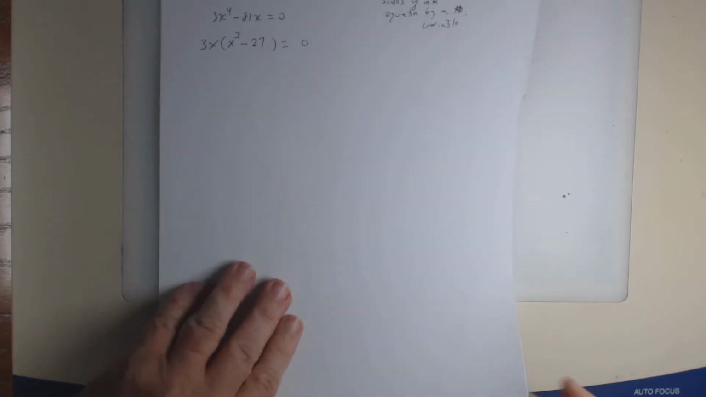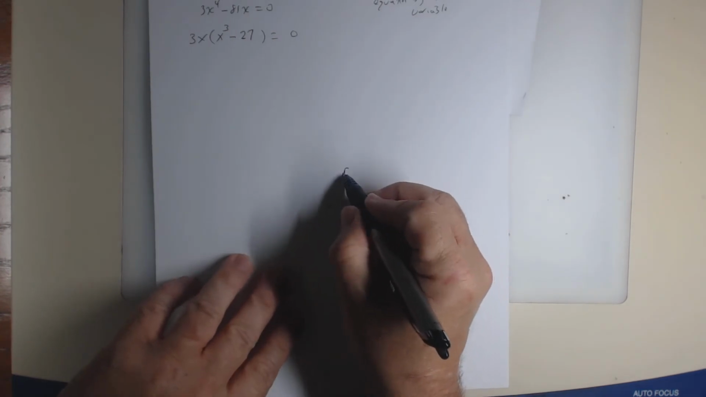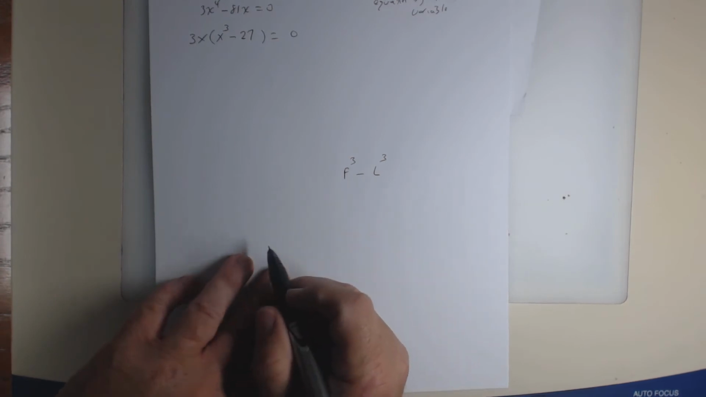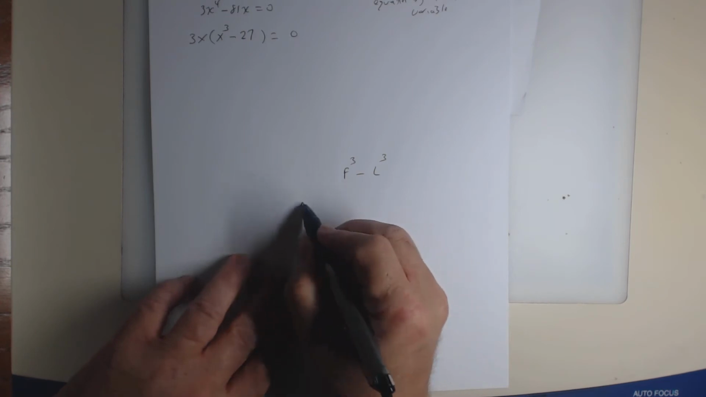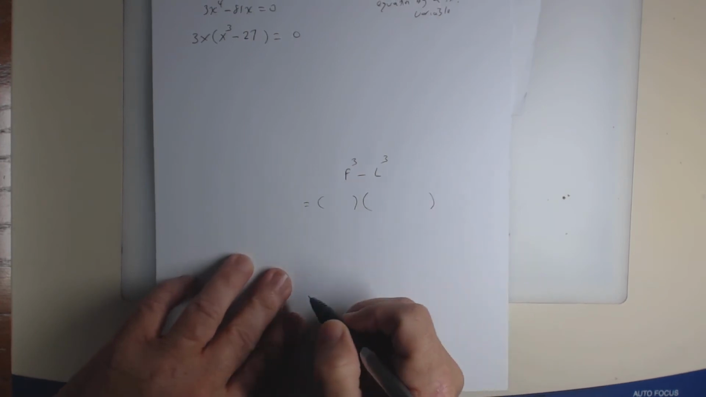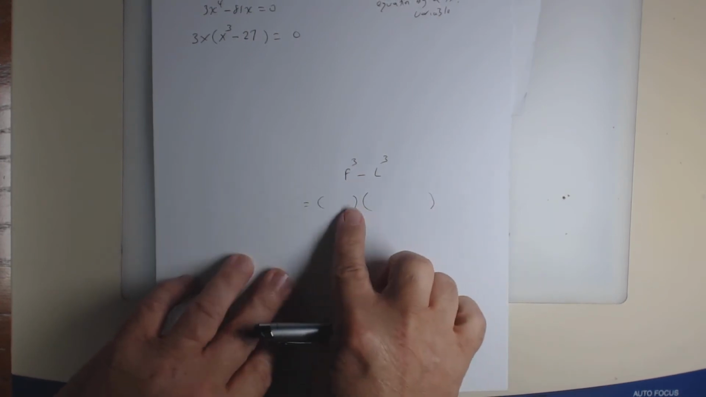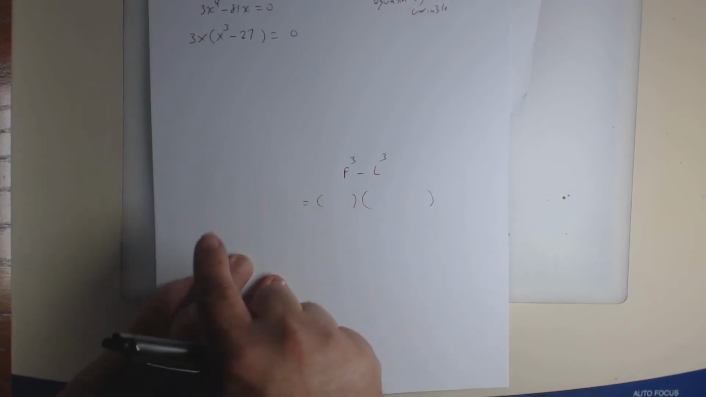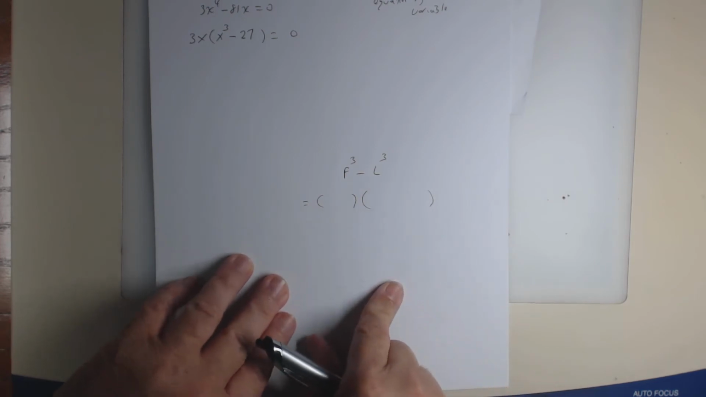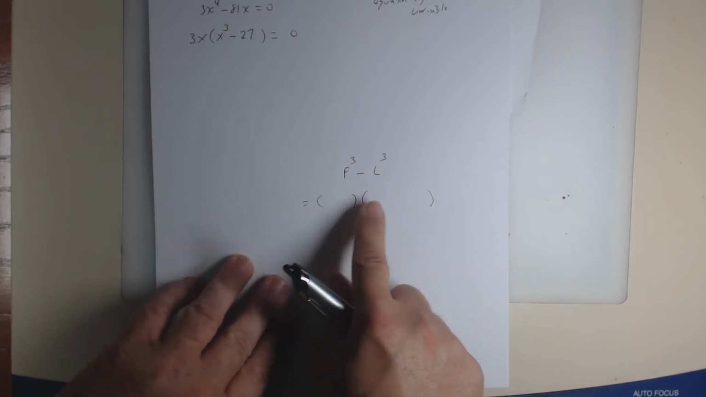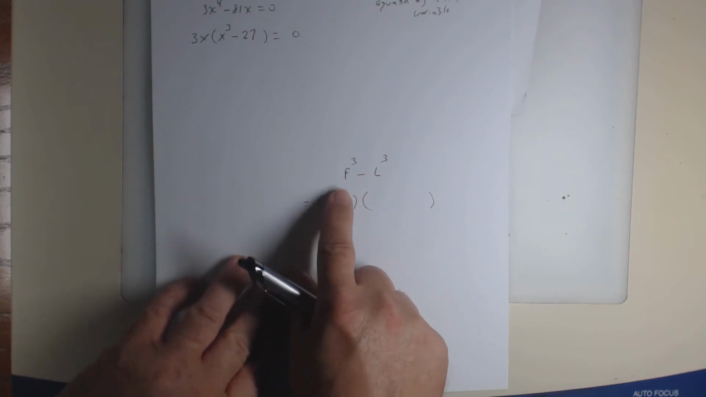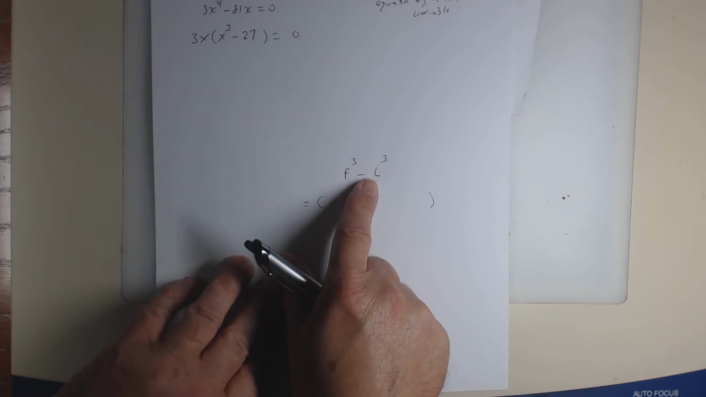So the difference of 2 cubes looks like this. You have f cubed minus l cubed. That's the difference of 2 cubes, and you can factor it. When you factor the difference of 2 cubes, it's a binomial times a trinomial. When you factor the difference of 2 squares, it was a binomial times a binomial. The difference of 2 cubes is a binomial times a trinomial. Basically the binomial is easy. You just read it as f minus l. There's your binomial.